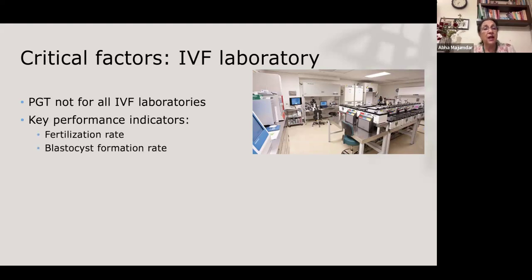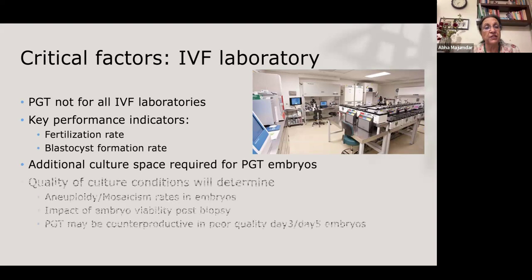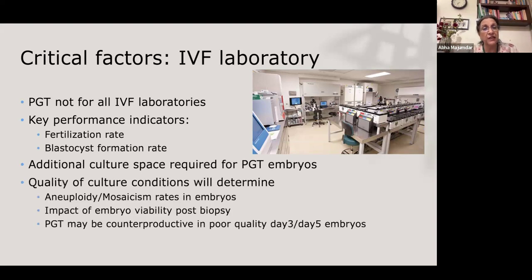Key performance indicators are fertilization rate, blastocyst formation rate, and I will add another one, the implantation rate also. If the implantation rate is high, it is worthwhile biopsying embryos. But if implantation rate is not 60% but 30%, then how many embryos would you put which you test? Additional culture space is required for PGT embryos. Quality of culture conditions will determine aneuploidy and mosaicism rate in embryos and the impact on embryo viability post-biopsy, how well it is being taken. PGT may be counterproductive in poor quality day 3 and day 5 embryos.